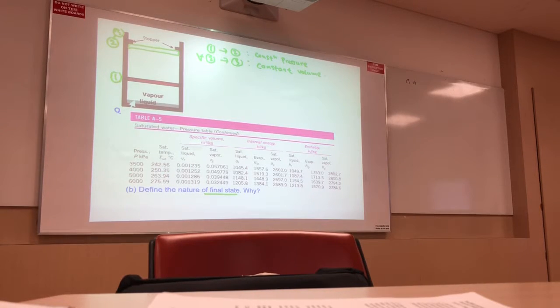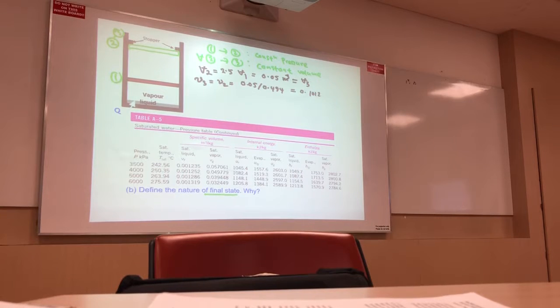Okay, at state 2, what is the specific volume? V2 becomes 2.5 V1, right? So V1 I know, right? So this one becomes 0.05 meter cube. So what is the specific volume at state 2 and state 3? This is also equivalent to V3. So I can write specific volume V3 is equivalent to V2, which is 0.05 divided by total mass 0.494, which is 0.1012 meter cube per kilogram.